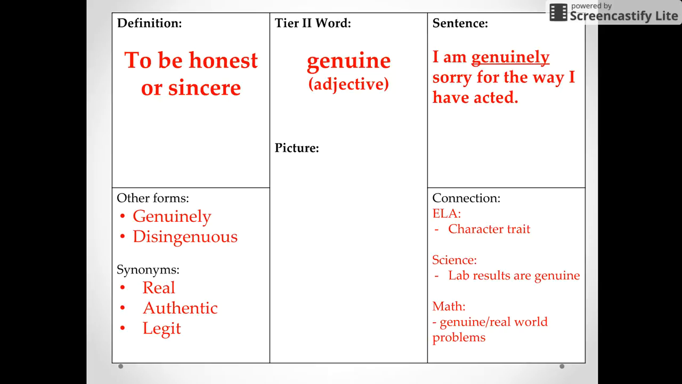I've seen genuine used with genuine leather, okay, or a genuine product of some sort. So we've got other forms, which would be genuinely or disingenuous, which means the opposite. In English class, this is definitely going to be a character trait. Science lab results are genuine because you're getting them, they're honest. You had the opportunity to perform a task and see what the results were. And then math, again, like your authentic word problems, the same thing as genuine. We want to give you genuine or real problems to solve so that you see the value in it.